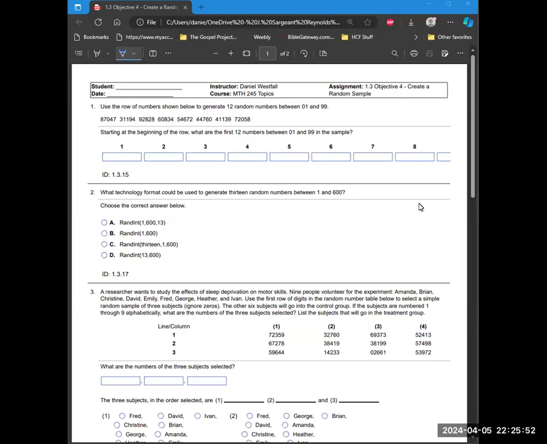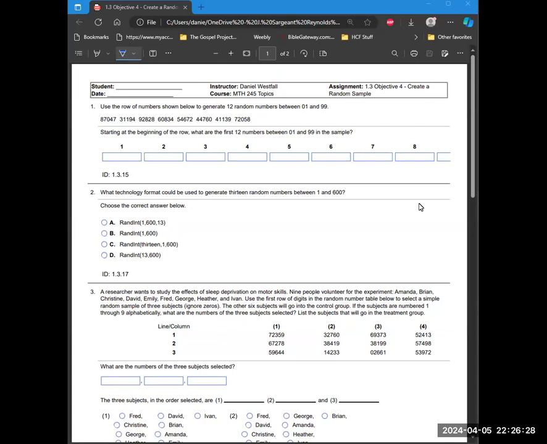In this video, we're going to talk about 1.3 Objective 4, where we create a random sample. So the first thing that we're going to talk about is using a random number table. Probably have one of those in the back of your textbook, and they have groups of numbers like this, often separated by spaces for readability.